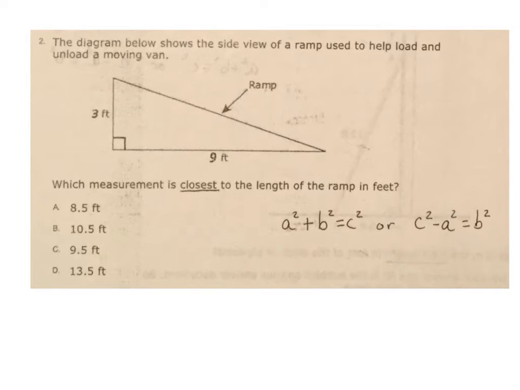Question number 2. The diagram below shows the side view of a ramp used to help load and unload a moving van. Which measurement is closest to the length of the ramp in feet?